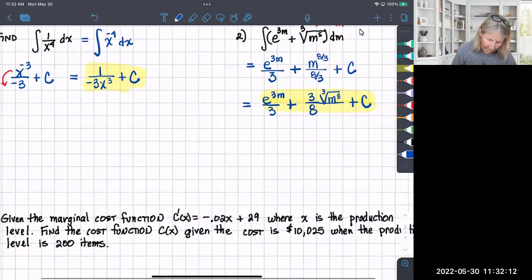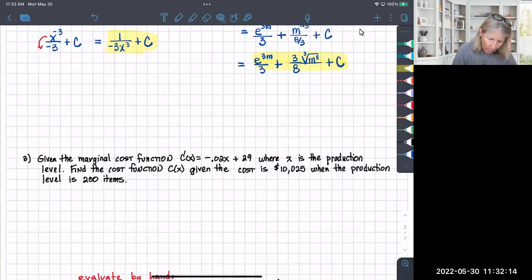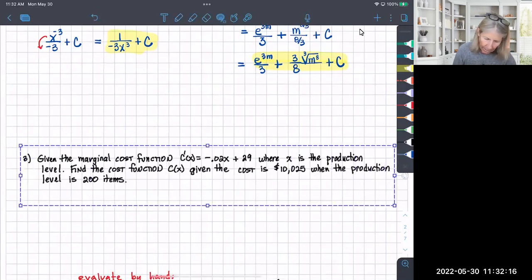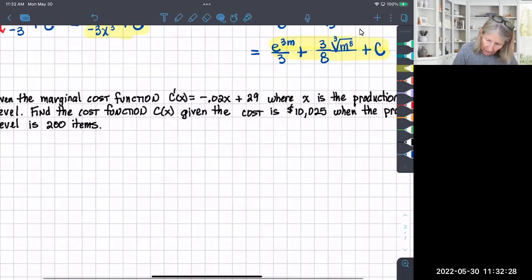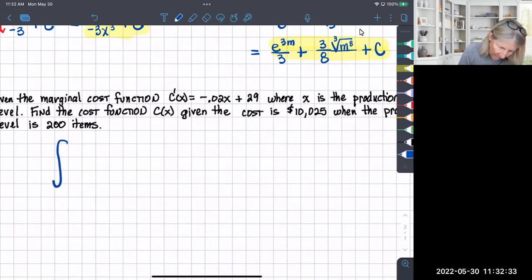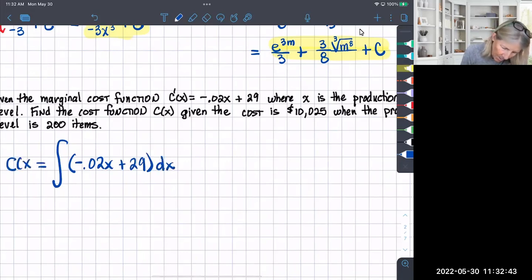Now, kind of an application of this would be, I could give you a derivative in an application. So say I give you a marginal cost function and ask you to work it backwards and find the cost function. If you are given the derivative of the cost, the way to get the cost function would be to undo it. So you'd want to take the antiderivative of negative 0.02x plus 29. If you do the antiderivative of that, that would get you back to the cost function.